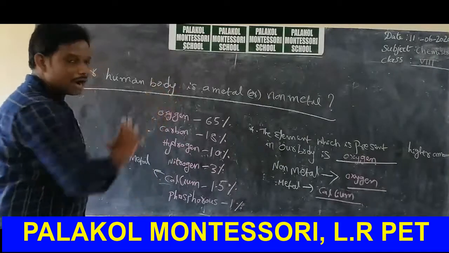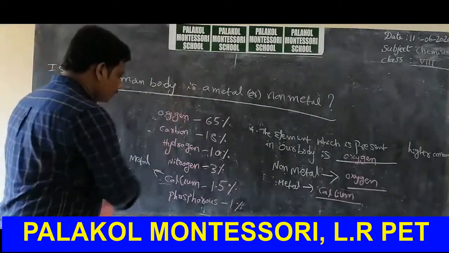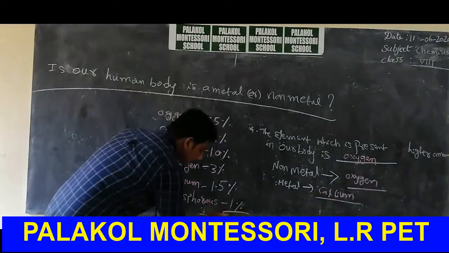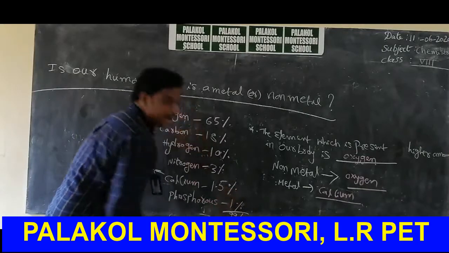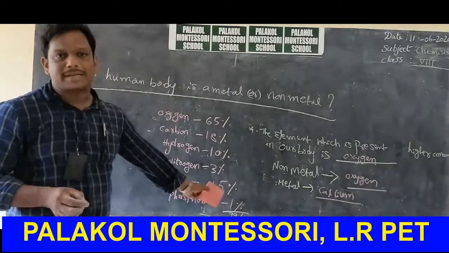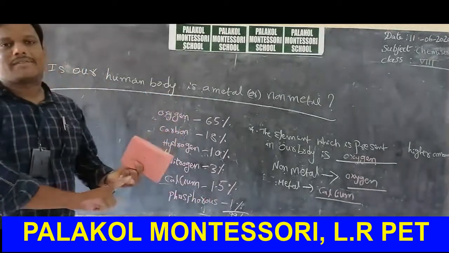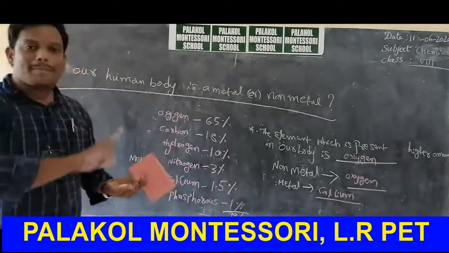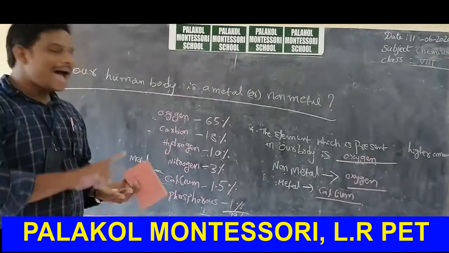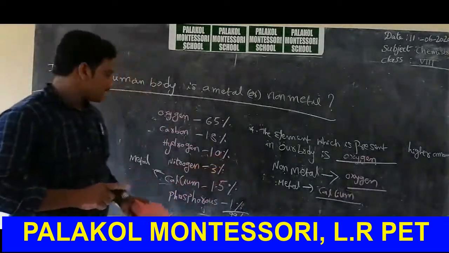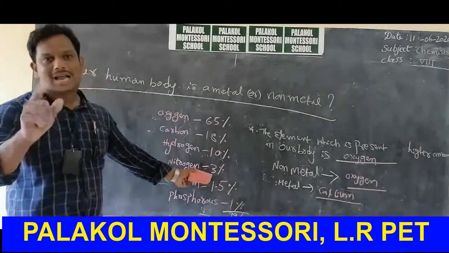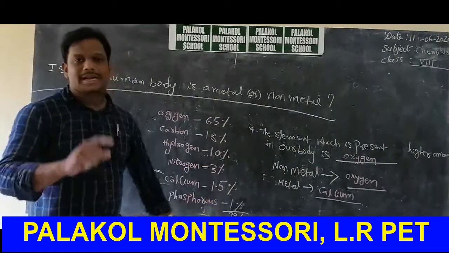So finally, what we concluded is that approximately 99% of the body is made of these, and only 1.5% is metal. Remaining all are non-metals. Oxygen 65%, it is a non-metal. Carbon 18%, it is a non-metal. Hydrogen 10%, it is also a non-metal. Nitrogen 3%, it is also a non-metal. Phosphorus 1%, it is also a non-metal.